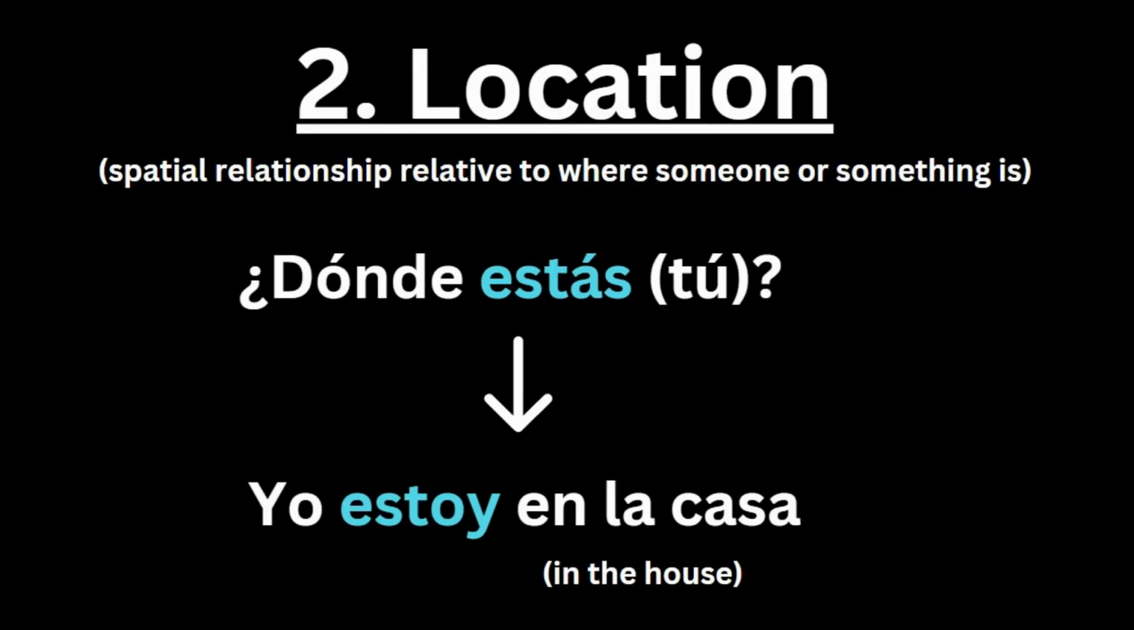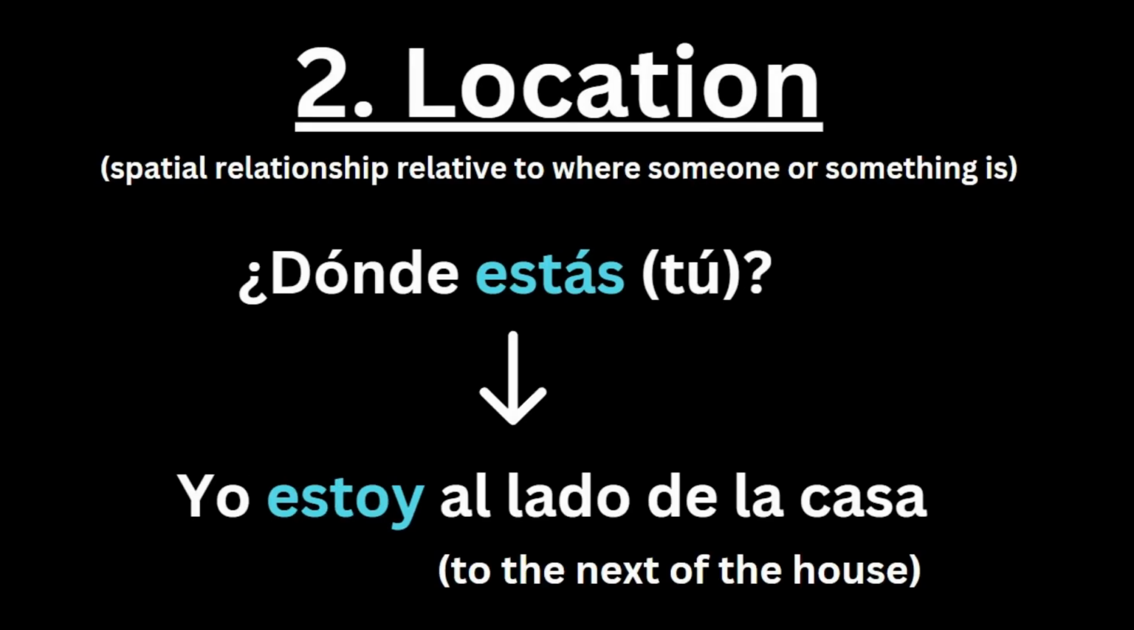Using location with estar can also indicate where something or someone is relative to a different object. When asking ¿Dónde estás tú?, you can also reply with yo estoy al lado de la casa, which would mean I am next to the house. And the reason why estar is used here is because it uses a location in relation to something else. The same principle applies to any pronoun, verb, and location you want to use.